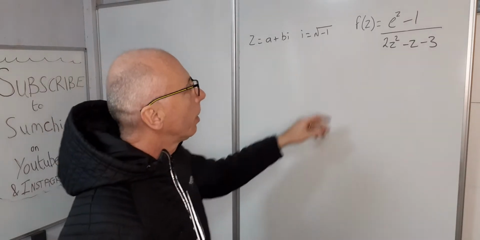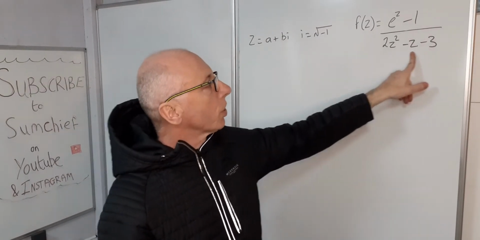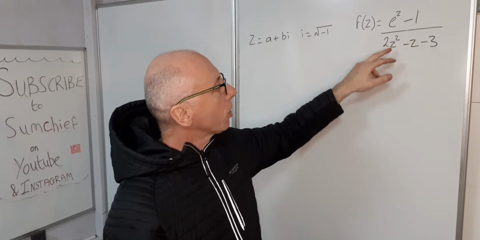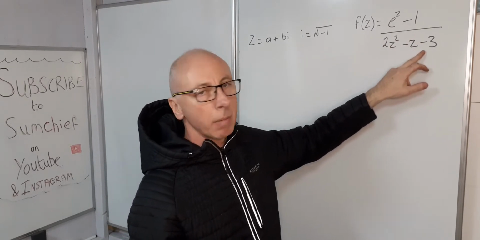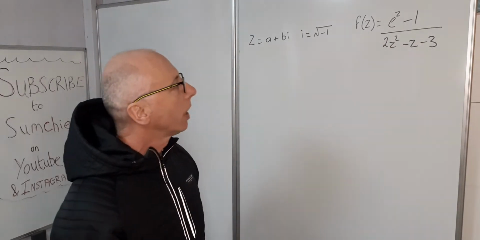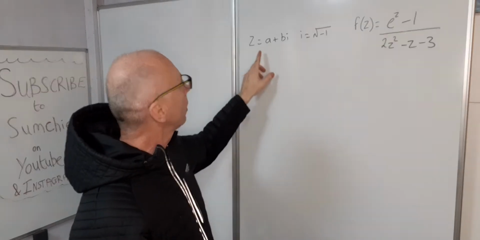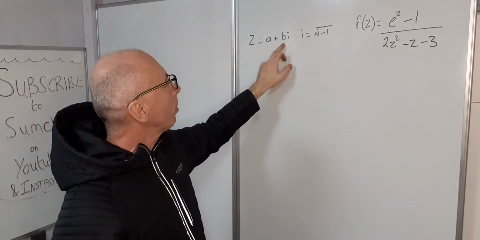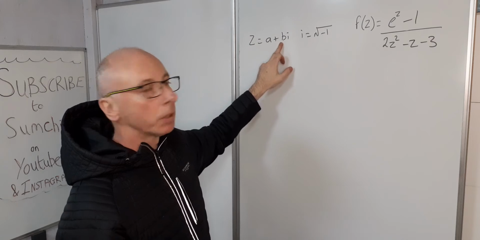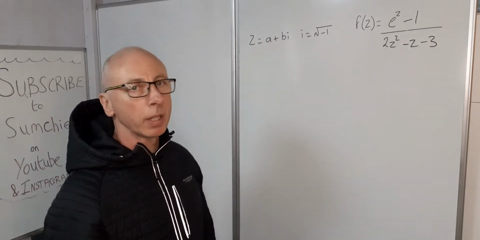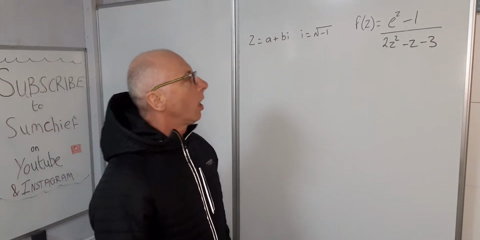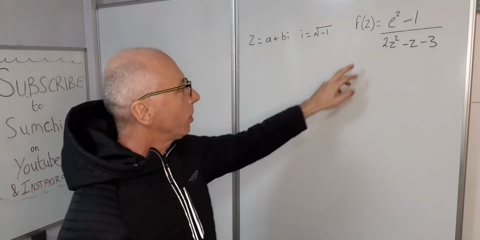So in this video, we're looking to find the residues of this function here, e to the z minus 1 over 2z squared minus z minus 3. And as always, complex analysis, where z is a plus bi, where a and b are real numbers, and i is the square root of minus 1.